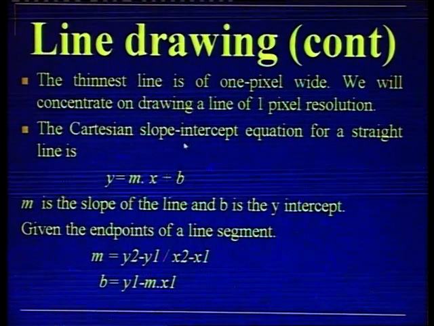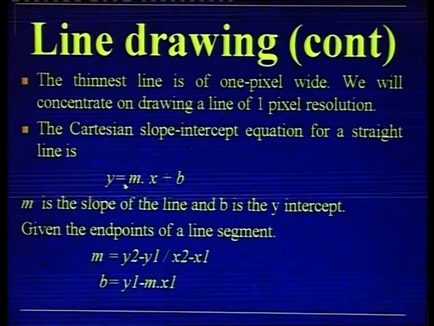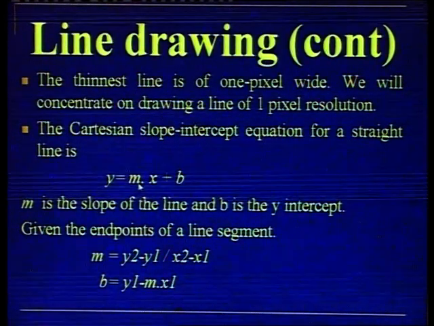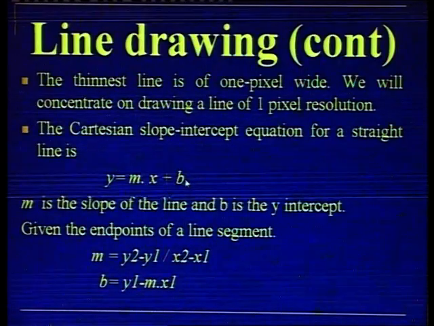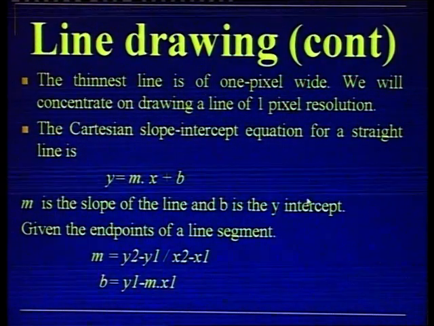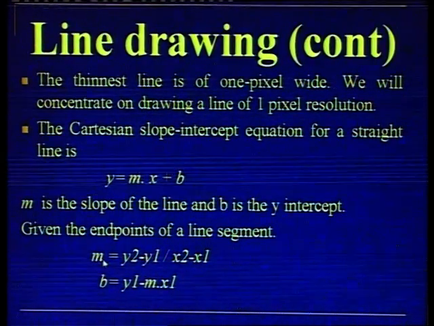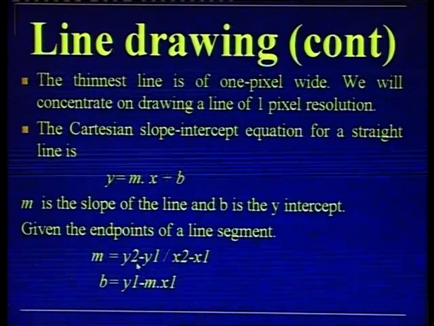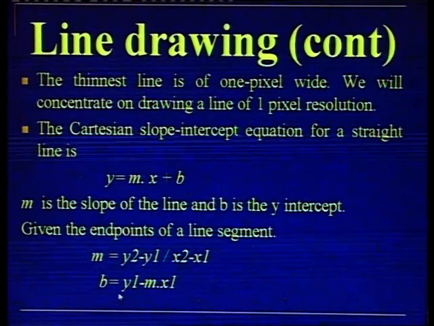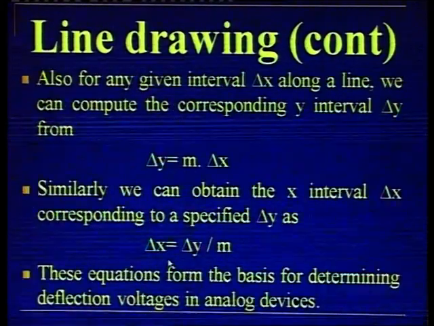The Cartesian slope intercept equation, as I have told you earlier, that is the equation of a line, is y equals mx plus b, where m is the slope of the line and b is the y intercept. b is the y intercept, where your line will intersect the y coordinate. The values are m equals y2 minus y1 upon x2 minus x1, and b equals y1 minus mx1. From this we can calculate.